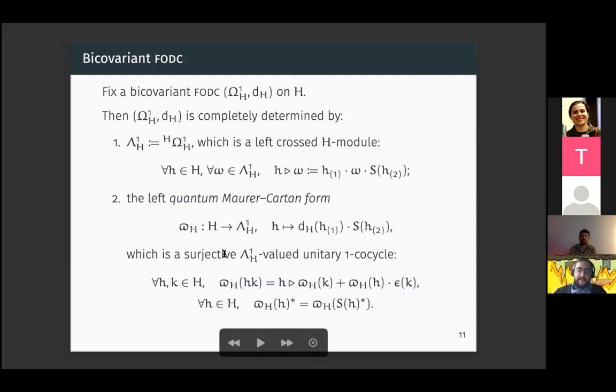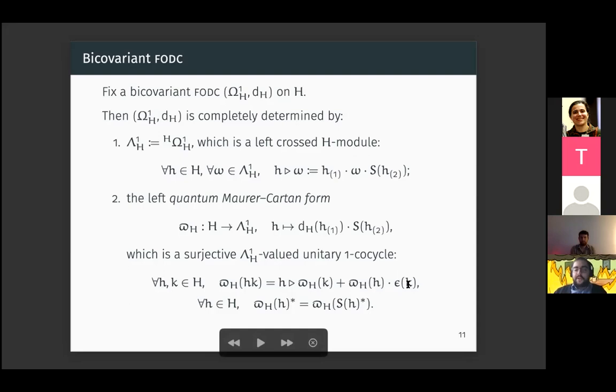And this is now going to be a surjective... Probably from Woronowicz. This is before Shan. This is Woronowicz. Yeah. Okay, this is due to Woronowicz then. So now you have this quantum Maurer-Cartan form, which is a surjective unitary one-cocycle valued in this thing.